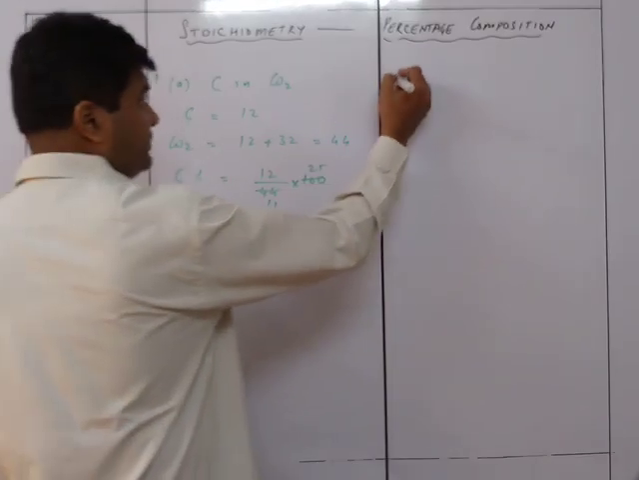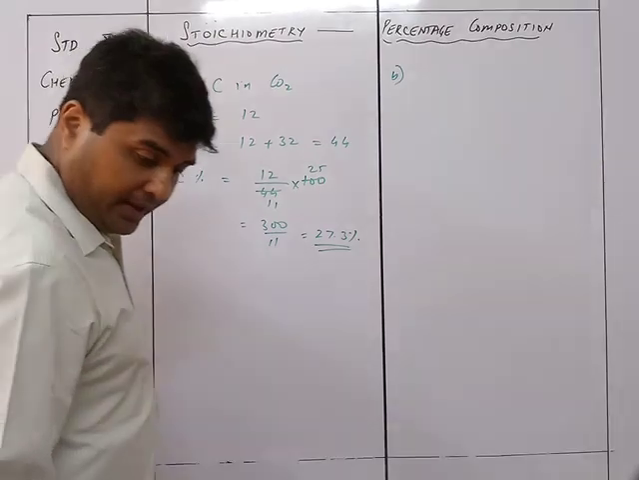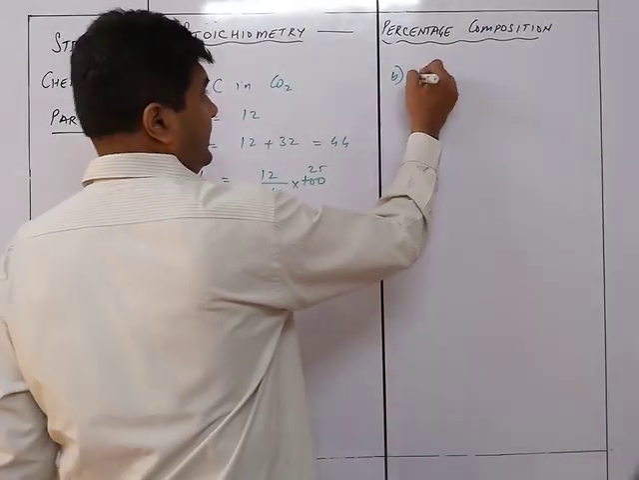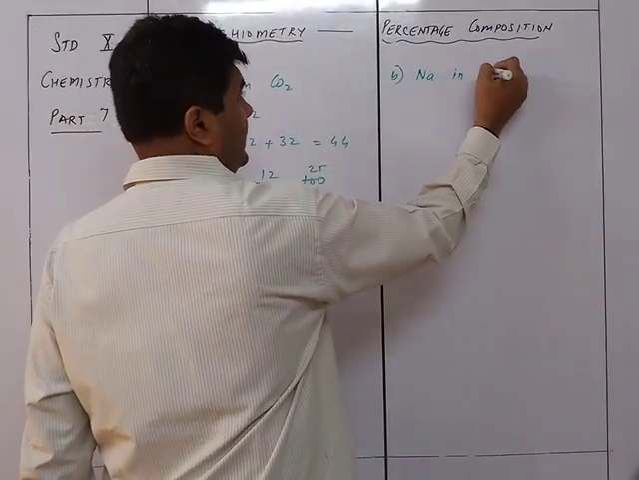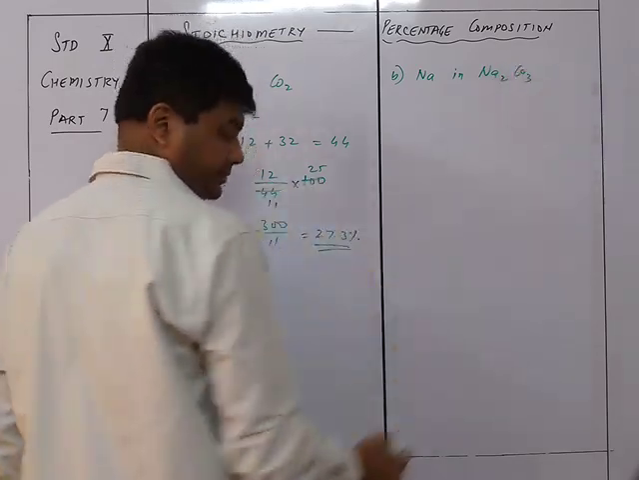We see the B part of this, that is Na in sodium carbonate, Na in Na2CO3.